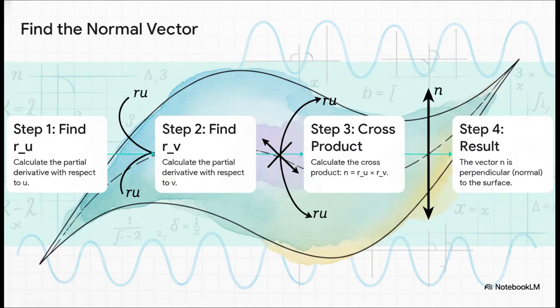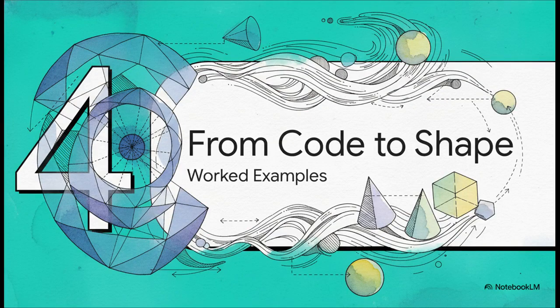And here's the recipe for it. It's actually pretty straightforward. First, you find your tangent vectors by taking the partial derivatives, r_u and r_v. Then, you take their cross product. And if you remember from vector calc, the cross product of two vectors gives you a third vector that's perpendicular to both of them. In our case, that means it's normal, or perpendicular, to the surface itself. Boom!